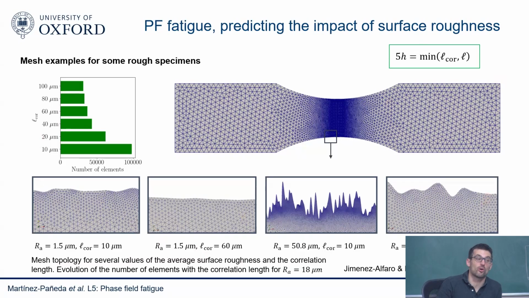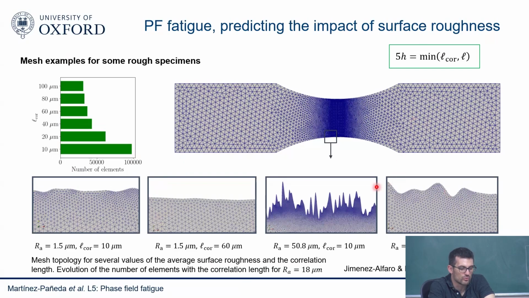And you can imagine that the computational cost is going to grow because you need to resolve your roughness and your phase field length scale. So your element size, h, has to be 5 times smaller than both your phase field length scale and your correlation length that characterizes your roughness. So you can see here that if your correlation length is 10 microns, we're going towards 100,000s of elements. So it changes quite significantly. But anyway, you enforce this, and it is what it is. It's the price that you need to pay.